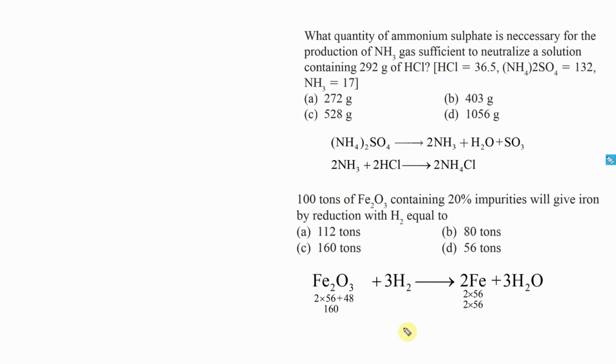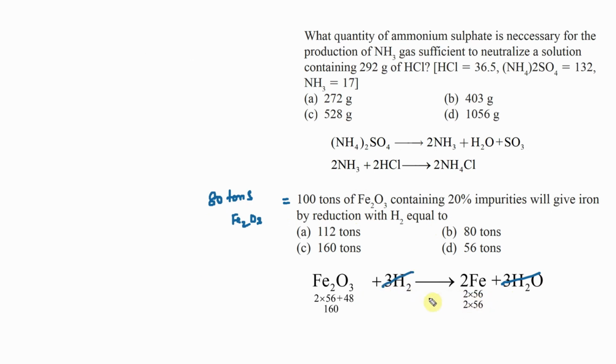Okay. 100 tons of Fe2O3 containing 20% impurity. Right away, that tells you this is 80 tons Fe2O3 is what we have. We'll give iron by reduction with H2. So Fe2O3 giving you iron, this is a simple equation. You don't even need to know this. It gives you iron, that's all.